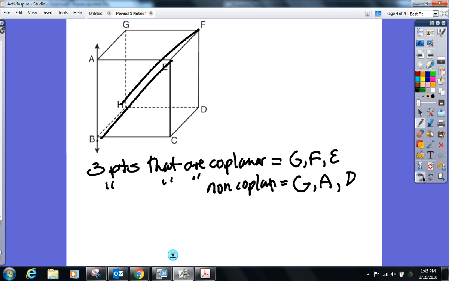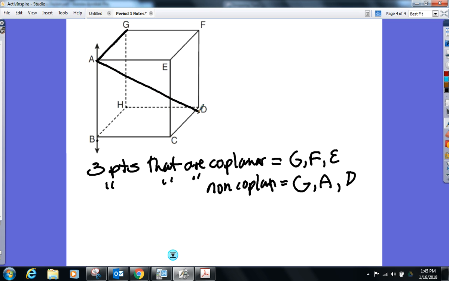Yes, Mike. G, A, and D, what type of plane? No, that would go down the G, A, C, D. That would be that one. If I wanted to do that diagonal one you're talking about, it would be G, A, and C, D.